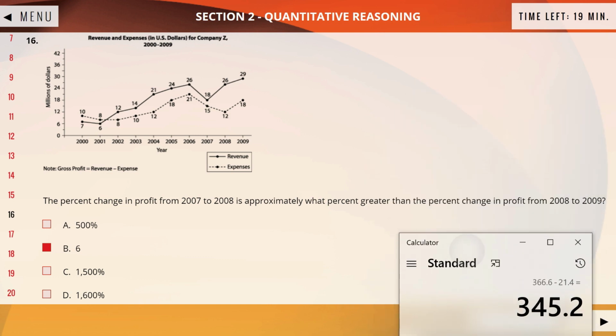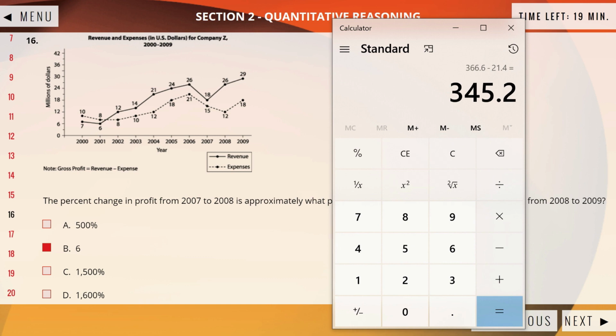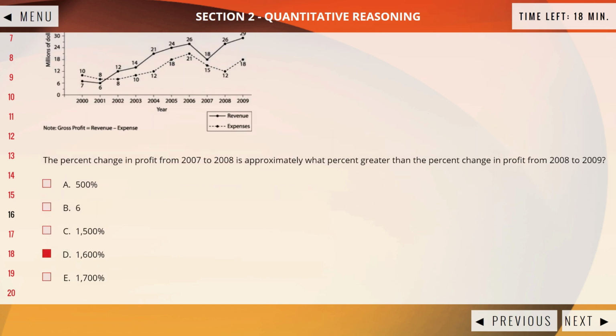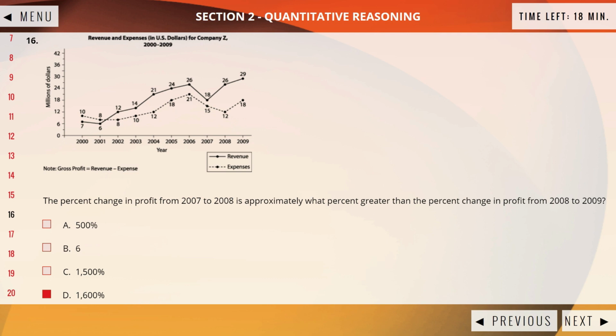And the one that comes after the word than is the change in profit from 2008 to 2009, which was the 21.4. So this divided by the 21.4, not divided by the 366. And that's 16.13, which is 1,613%, which is D approximately. Great question. Look over this question yourself because it's really important to understanding percent change and percent greater than. I'm teaching again, but I can't help it.